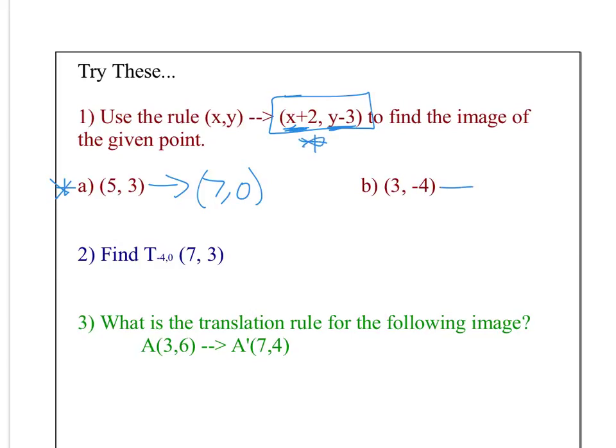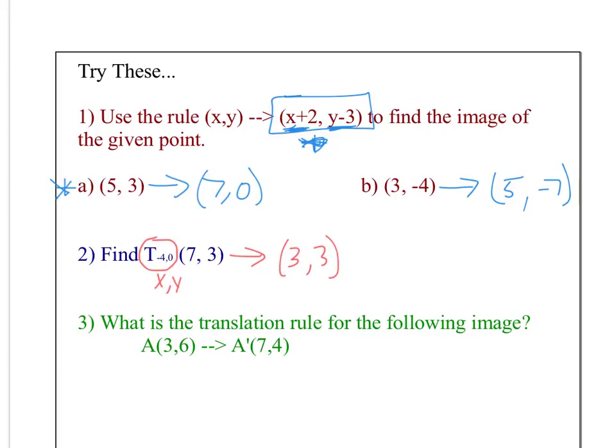I can apply the same rule to 3, negative 4, and get a 5 in the x and a negative 7 in the y. Okay, again, applying that rule. For number 2 here, real quick, it's giving me a translation rule of negative 4, 0. Again, that's the x, y. So they're asking me to subtract 4 in the x. I can do that. 7 minus 4 gives me the 3. They're telling me that add or subtract 0 to the y, so the y essentially remains unchanged. So my resulting point is a 3, 3.